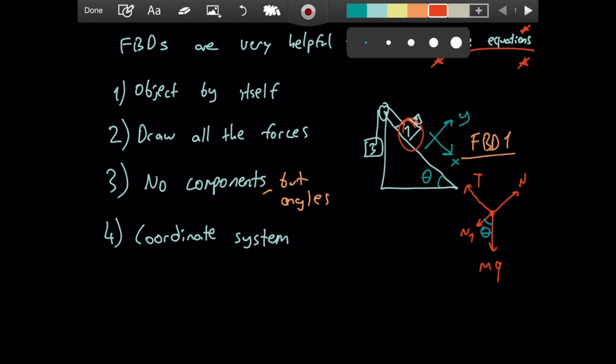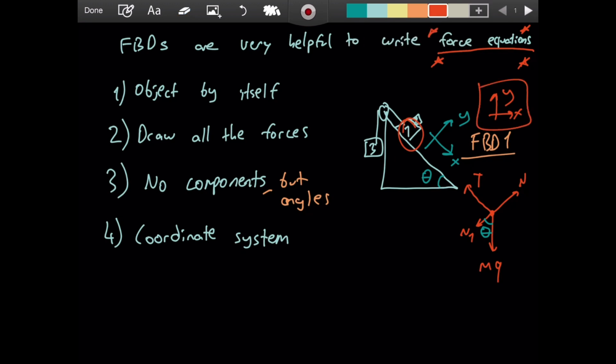If I choose the xy as this, well, then the xy components of mg that we erased a couple of minutes ago, they were not the xy components. They are the xy components according to this set of axes. But someone might choose this one. So that is also another reason why we don't write components in the free body diagram.